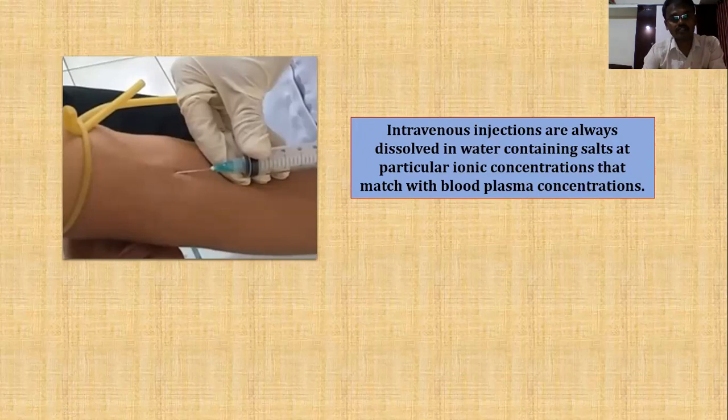So we should be knowing what the concentration of salts present in blood plasma is. Only when we know the blood plasma concentration can we match that concentration in the intravenous injection. A required quantity of salt must be dissolved in that medicine so that when it goes into the blood, it does not cause any variation. The concentration of the injection given should match the concentration of salt present in blood plasma. One will be knowing that by studying about solutions.